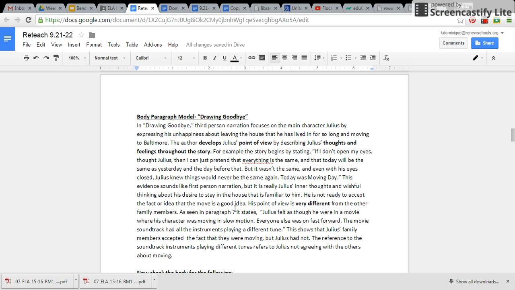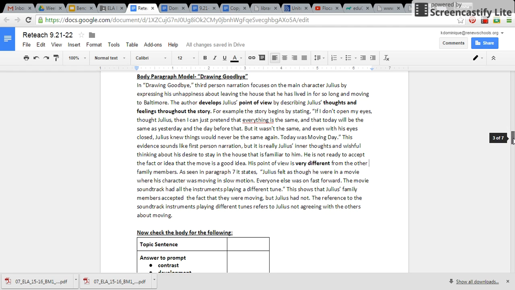As seen in paragraph 7, it states Julius felt as though he were in a movie where his character was moving in slow motion. Everyone else was on fast forward. The movie soundtrack had all the instruments playing a different tune. This shows that Julius's family members accepted the fact that they were moving, but Julius had not. The reference to the soundtrack instruments playing different tunes refers to Julius not agreeing with the others about moving. So, in other words, it's like a bunch of different songs playing at the same time, which also refers to the contrasting different points of view.